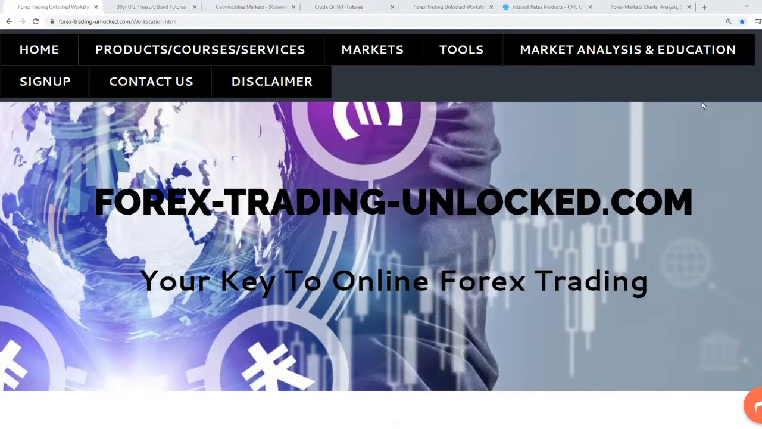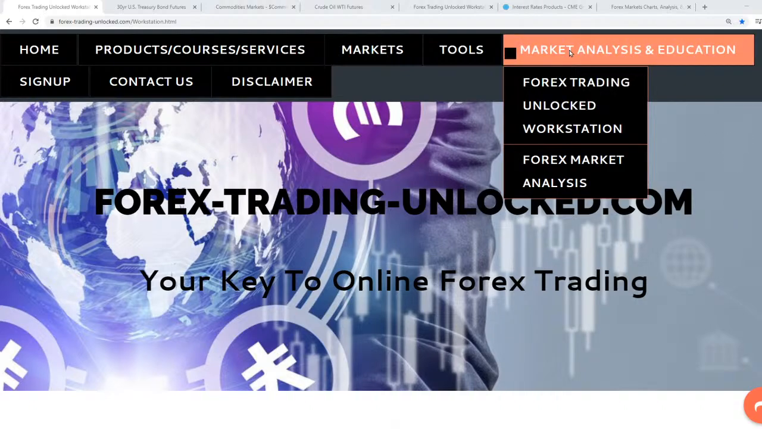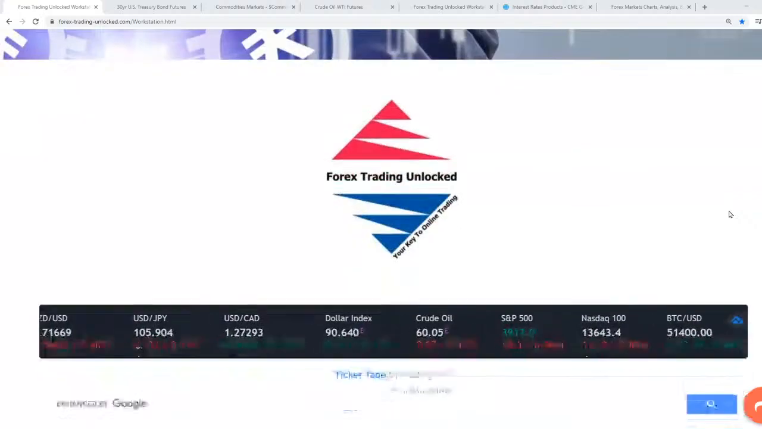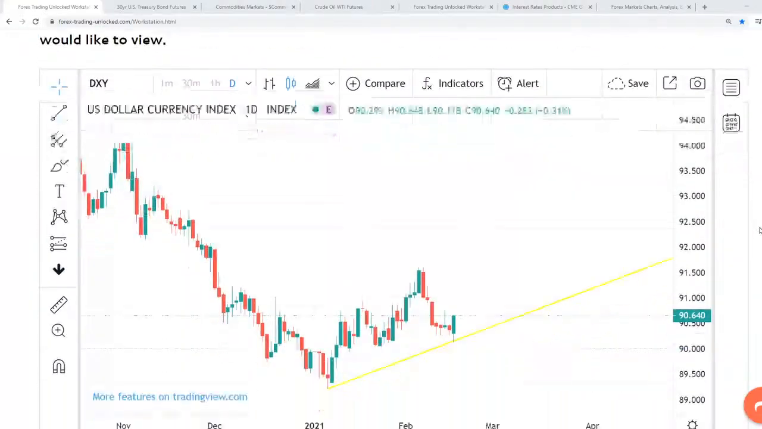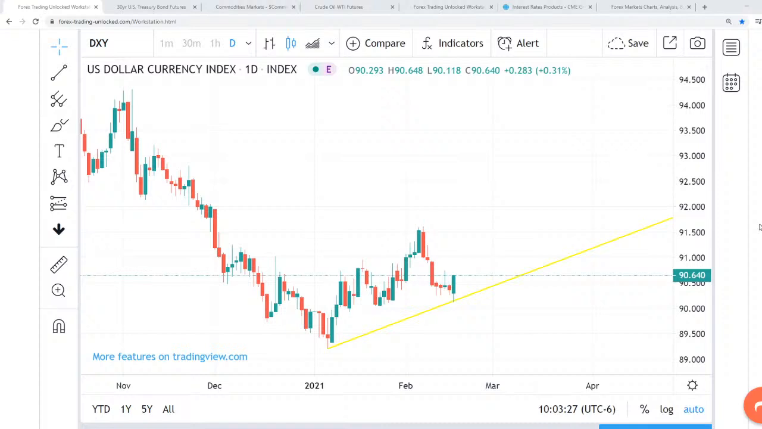We have the Forex-trading-unlocked.com website already pulled up here, and we already have the workstation tab, which we got from the nav bar. So we're going to scroll down. In today's webinar, we're not going to go over any numbers or anything. We're getting into the meat and potatoes of things. So we have the dollar index yesterday, which posted a short-term buy signal here.